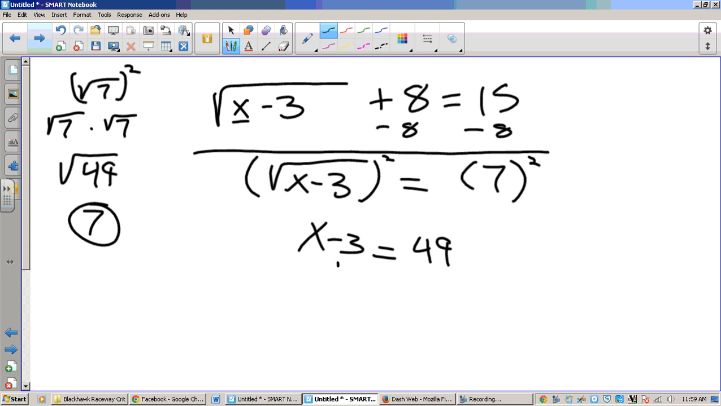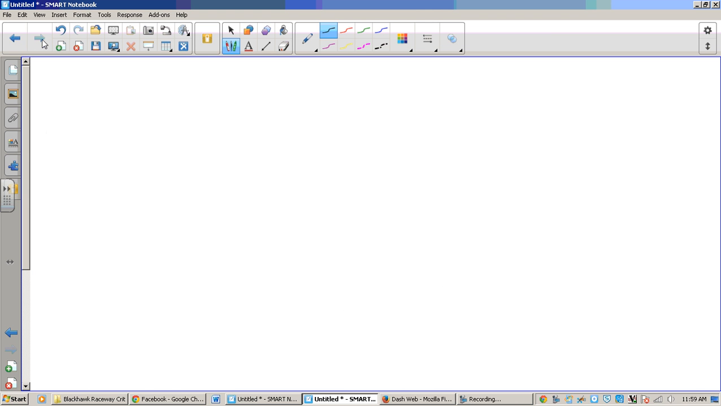So now all I have to do is add 3 to both sides of the equation, and I've got x equals 52. Yay! So here we go back into our secret code. Our second code is sure. So we've got B, sure. All right.